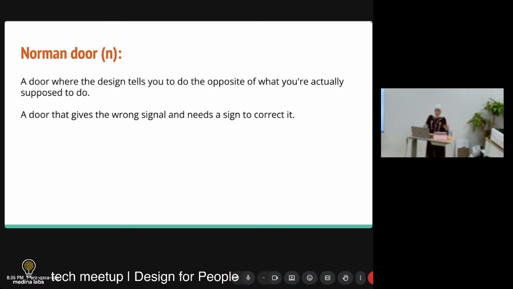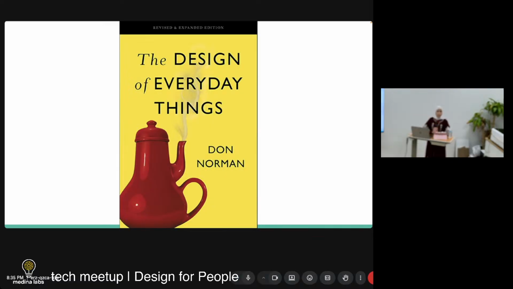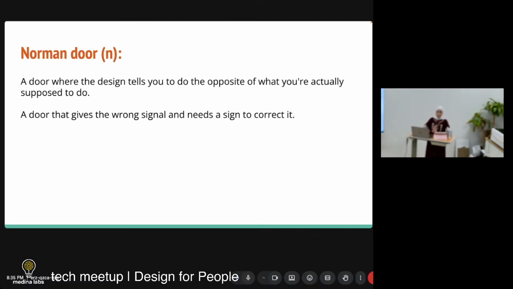So that concept applies to everything, not just doors. The idea is that it is describing something that does not really match with what your brain tells you. Yes, that is clear. Why is it called Norman though? What does it have to do with Norman?